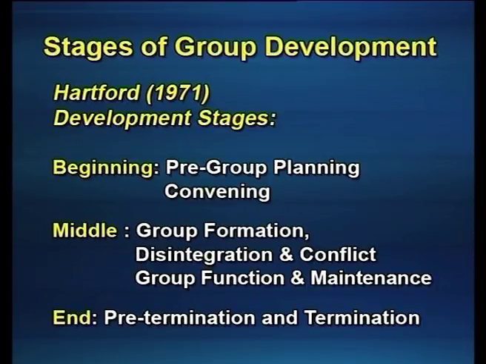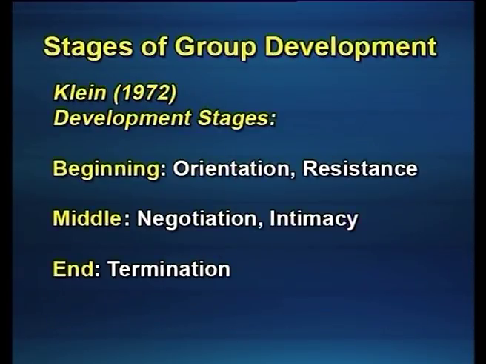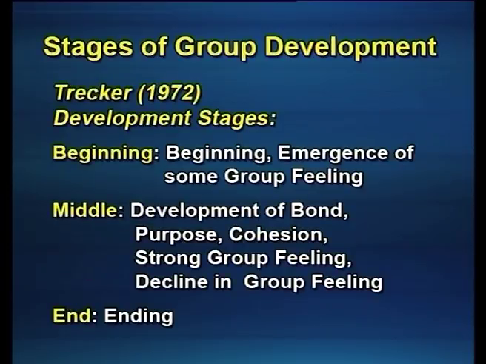Hartford: beginning stage, pre-group planning, convening; middle stage, group formation, disintegration and conflict, group function and maintenance; end stage, pre-termination, termination. Klein: beginning stage, orientation, resistance; middle stage, negotiation, intimacy; end stage, termination. Trecker: beginning stage, beginning, emergence of some group feeling; middle stage, development of bond, purpose and cohesion, strong group feeling, decline in group feeling; end stage, ending.